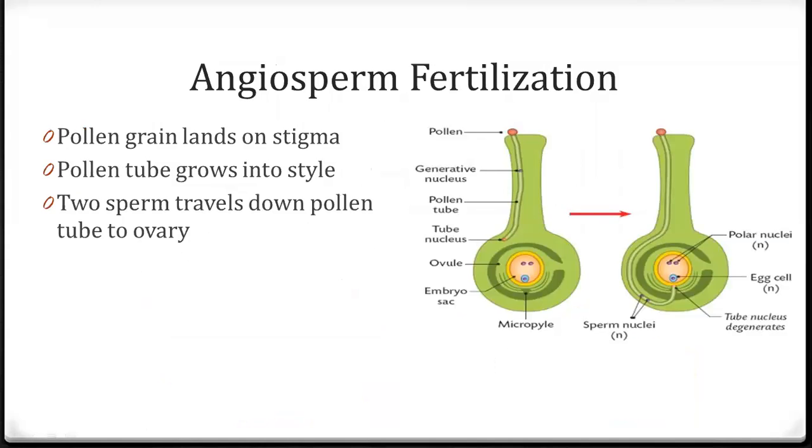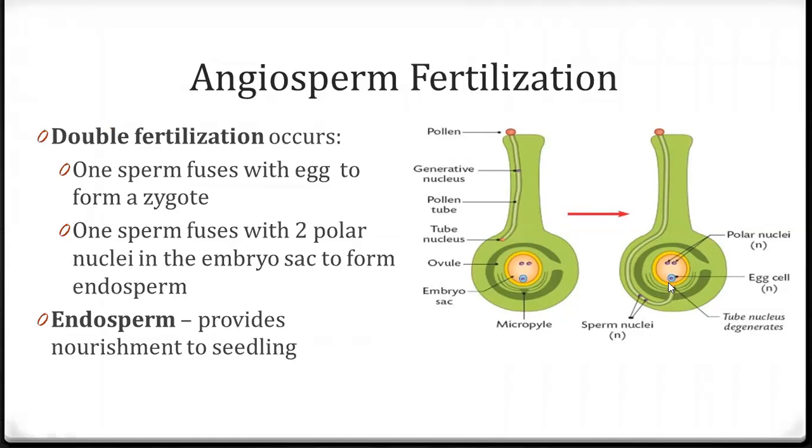Okay, angiosperm fertilization occurs when the pollen grain lands on the stigma. So the pollen grain lands on the stigma, that's the sticky part at the top of the center. The pollen tube grows into the style, and the two sperm travel down the pollen tube to the ovary. Right here. Okay, so the sperm is traveling into the ovary.